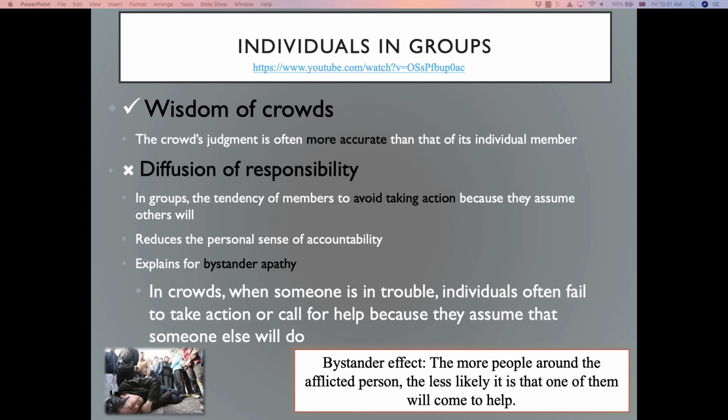Individuals in groups. We call this diffusion of responsibility. If there are other people around, we think that they are more responsible than us, and we avoid taking action because we presume somebody else will. And we call this the bystander effect. The more people around us, the less likely it is that we will help.